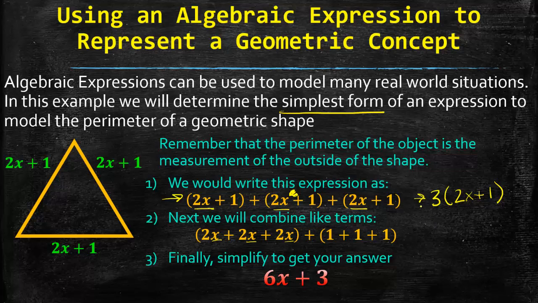Now, if you want to go the little more advanced route, say, all 3 of these are the same, so I can just do 3 times that, and you can distribute the 3. 3 times 2x is 6x. 3 times 1 is plus 3. Same answer. But again, do whichever one is easiest for you.